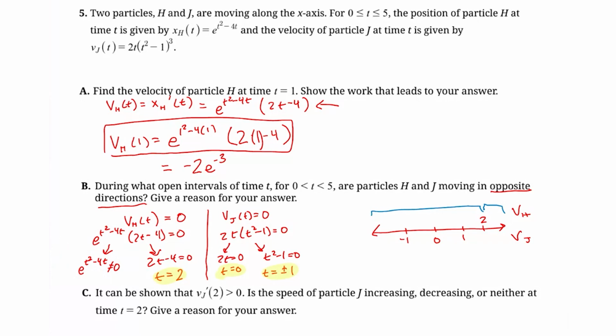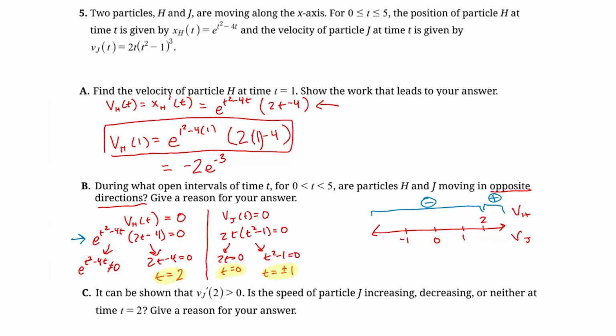We're going to plug that into VH. Let's pick 0, for instance. If we plug in 0 for VH, we're going to get e to the 0th power, which is 1, times 2 times 0 minus 4, which is negative. So VH is going to be negative on this entire interval. Now, if we plug in a number like 10, we're going to get a positive number times another positive number, and it's going to be positive there.